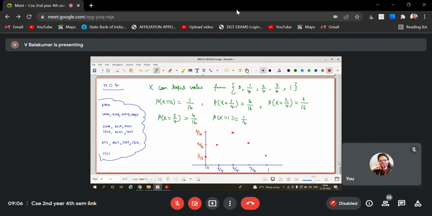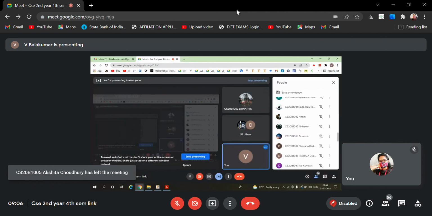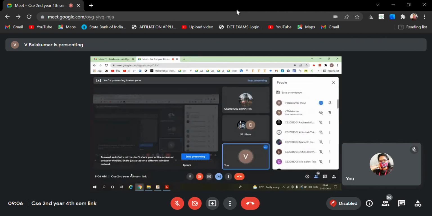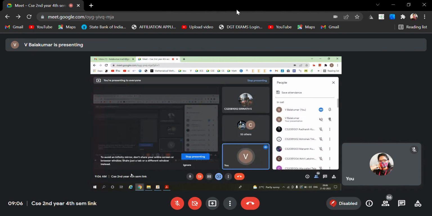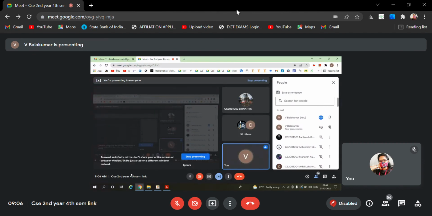Pascal's triangle. Yes, Pascal's triangle. Okay, how does it look like? Something like this you are saying? Is that? Yes, sir. Okay. If the variable is a continuous variable, how will this curve look like? That's the question. Suppose I have a continuous random variable, how do they look like?